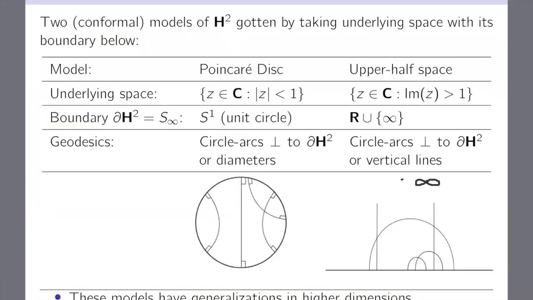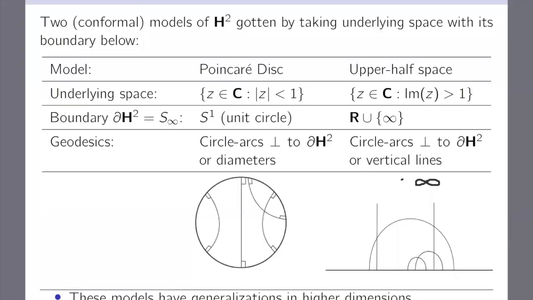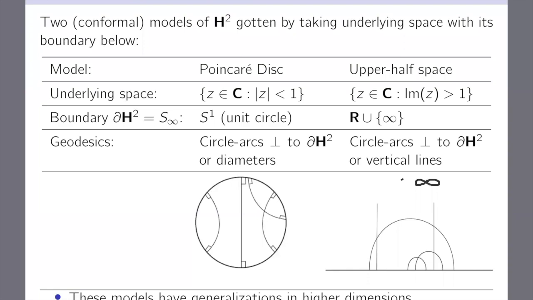Okay, so models of the hyperbolic plane. There are other models, like the hyperboloid model and the Klein model, but we want to stick with models that are conformal, in other words, models that preserve angles. So here we have 2 conformal models of the hyperbolic plane, the Poincare disk and the upper half space model. And how do we get them? In each of the models, the way we construct it is by looking at the underlying space and taking that together with the boundary. In each model, the underlying space and boundary are different.